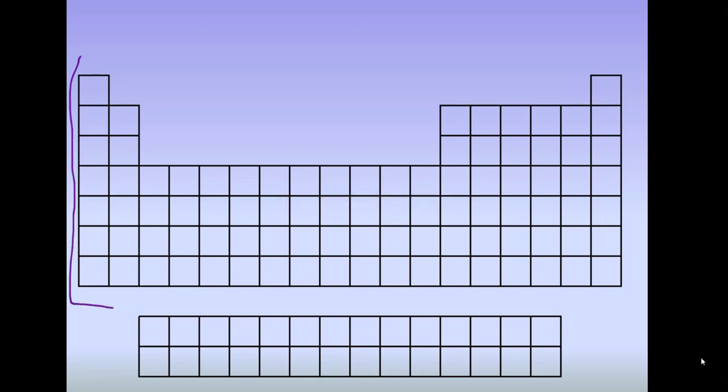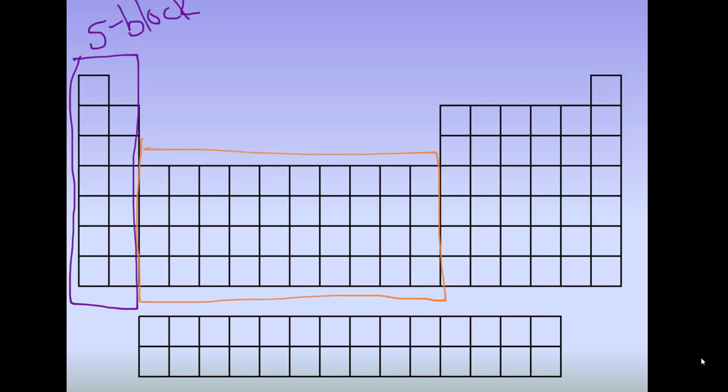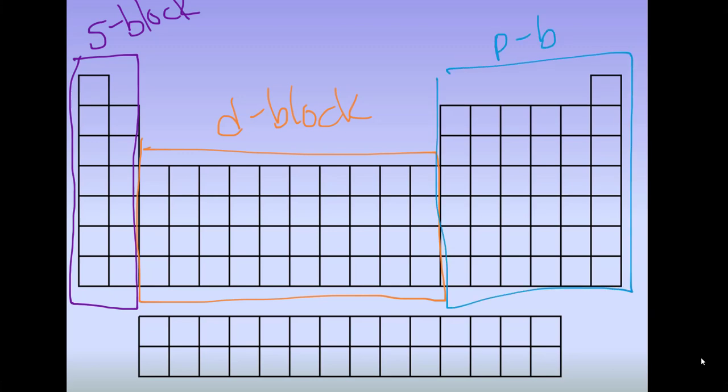So it's arranged according to blocks. The first 2 columns on your periodic table are known as your S block. Then right next to the S block, we have the D block. And next to the D block, we have the P block. And down at the bottom, we have what's known as the F block.